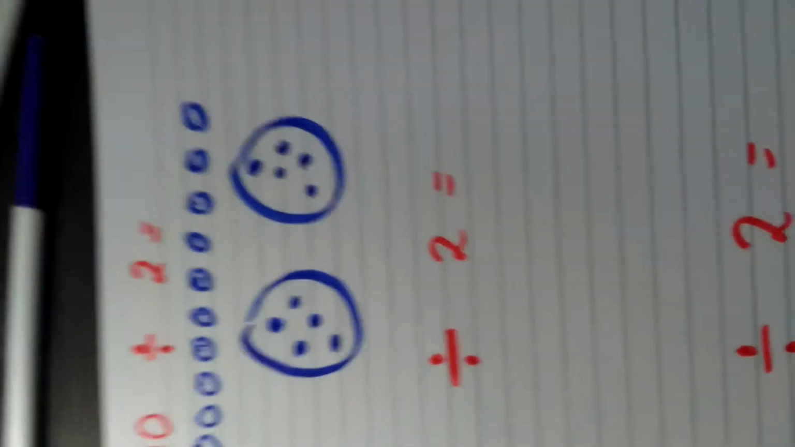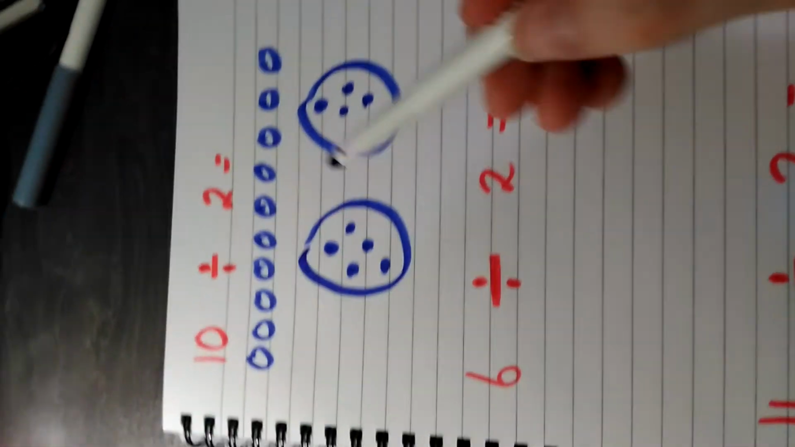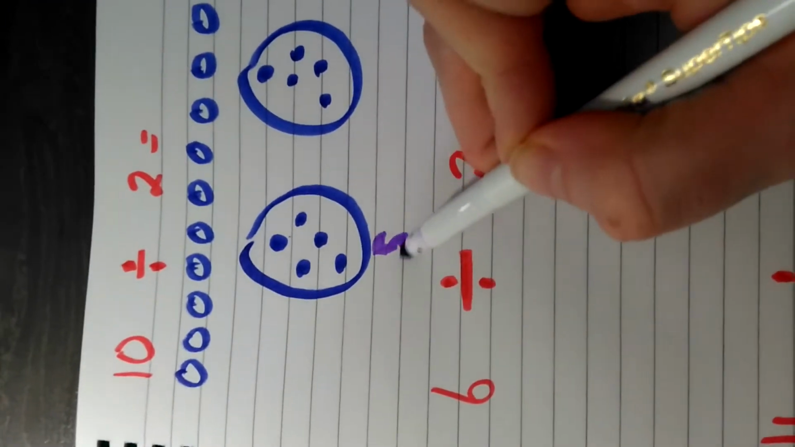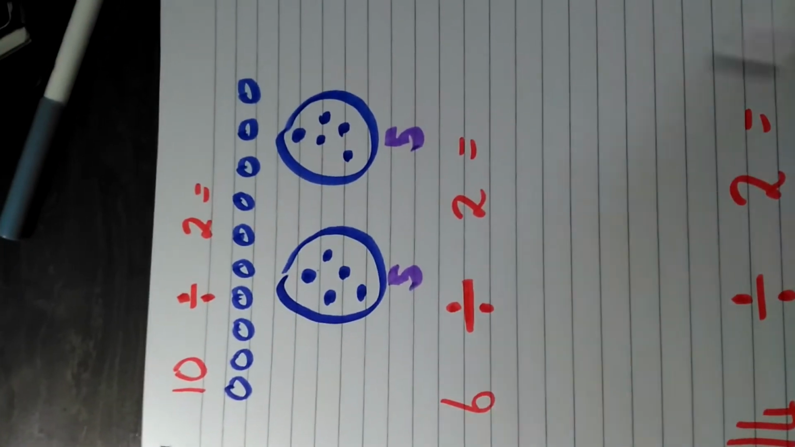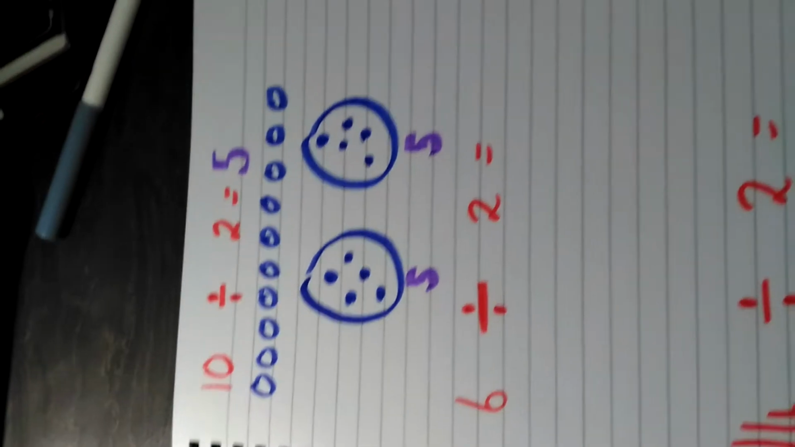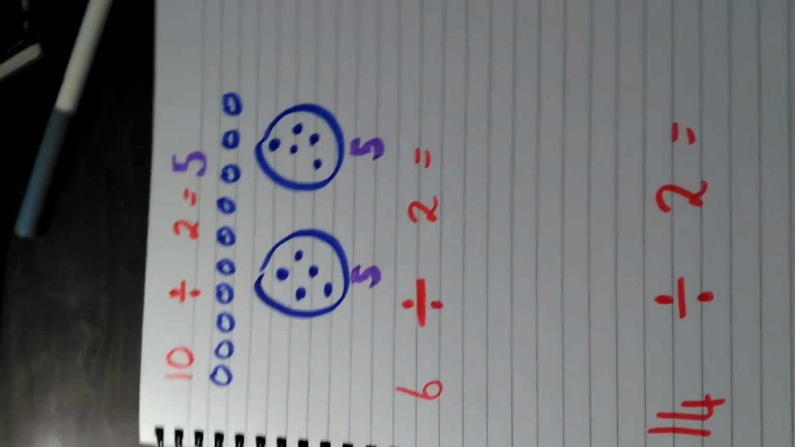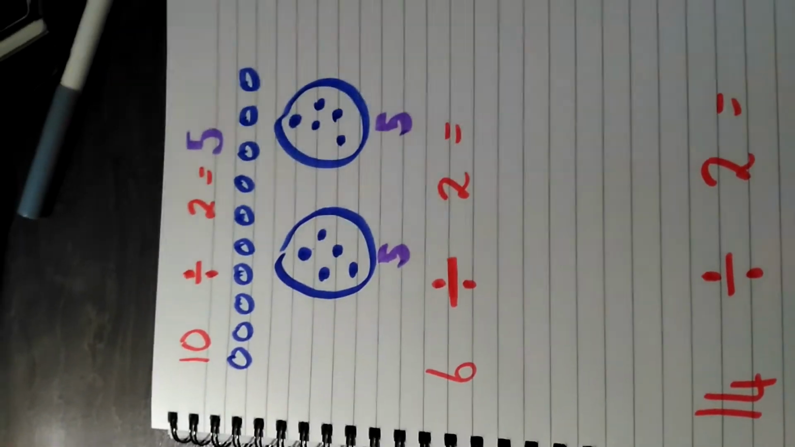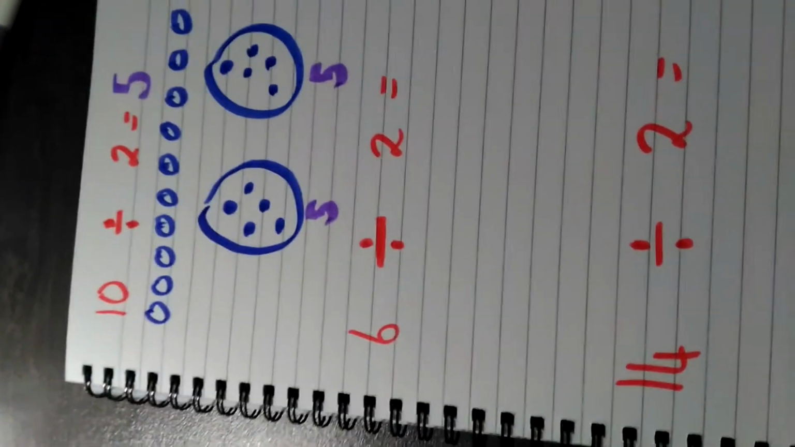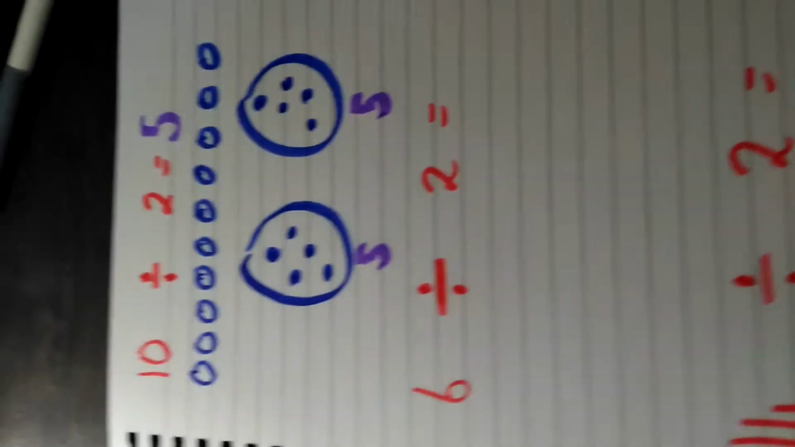Okay? Then I'm going to check that each group is equal. 1, 2, 3, 4, 5. 1, 2, 3, 4, 5. Okay, so then 10 divided by 2 equals 5. So it's just like what we were doing with objects, but we're just using pictures. So you may already know the answer to some of them, but what is important here is actually showing me that you can use pictures.